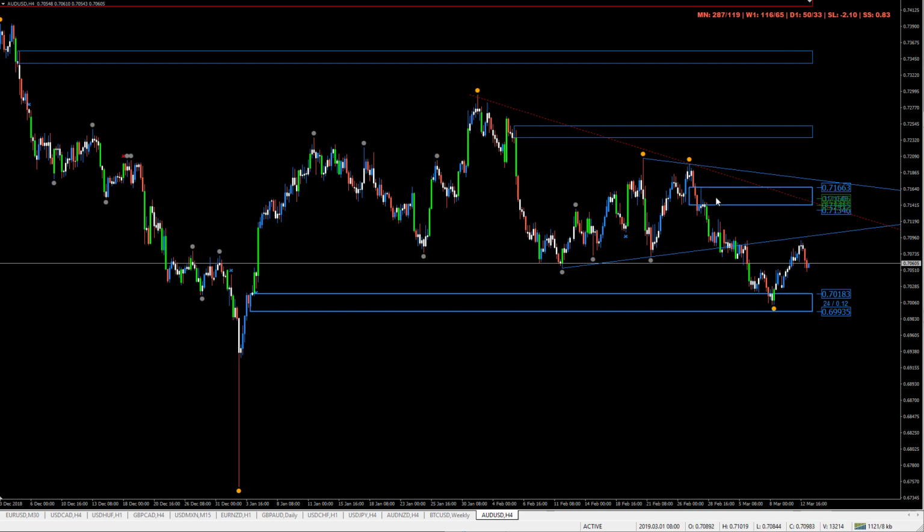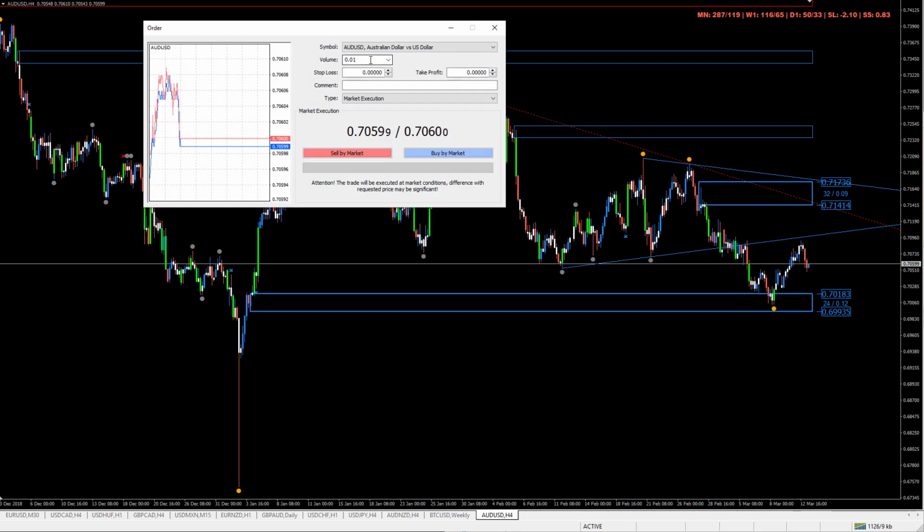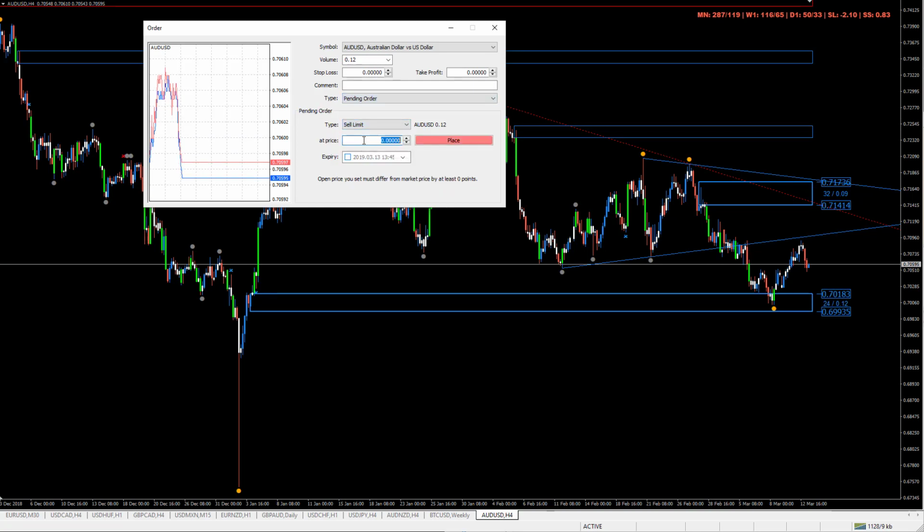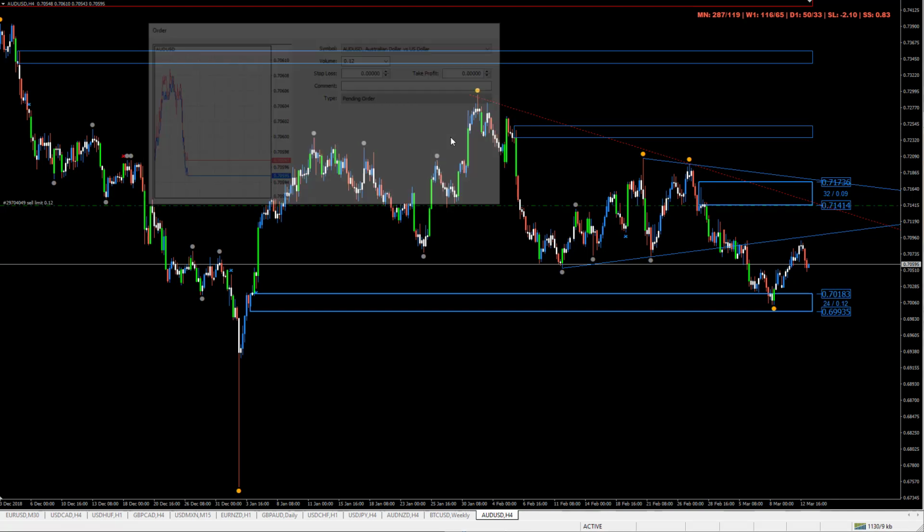And then I'll delete that, and then I'll put my order to sell at the 71.41. I'll probably move my stop a little bit higher just so I have some space between the high. I think I'd leave it at that. Okay, so let's put that one in. 1.2 mini lots. Sell 71.41. Boom. Right.